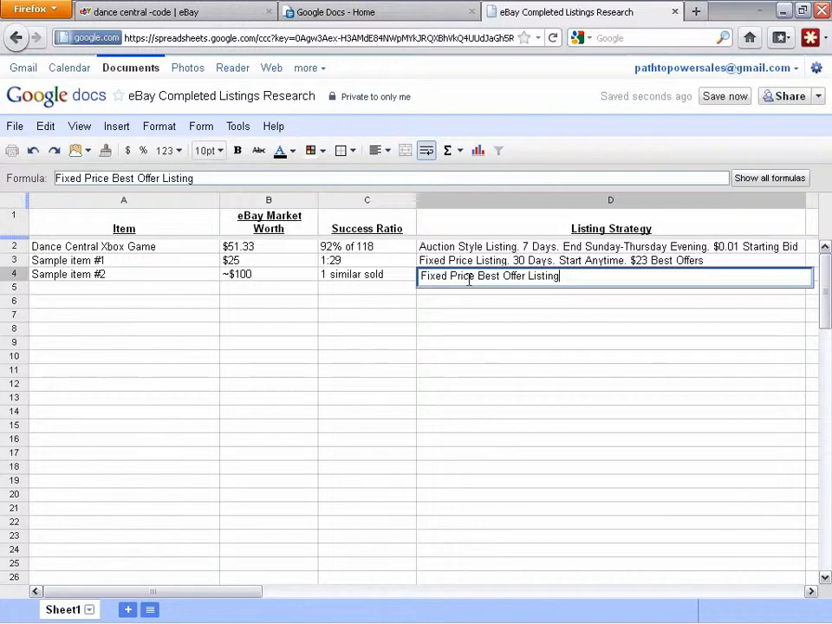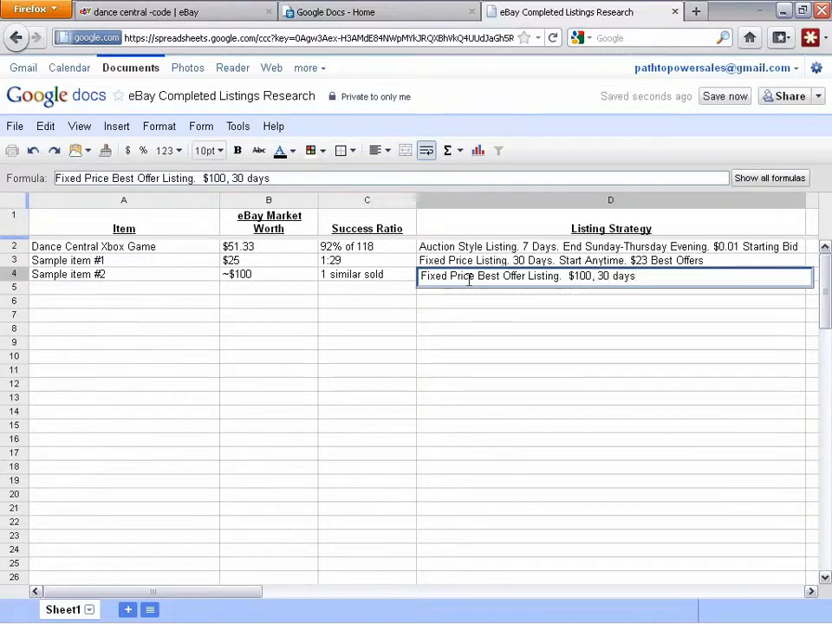Fixed price listings are good for unique products because it allows the seller to determine the sale price of the item. 30-day listings are the best duration for a fixed price listing because the insertion fee for the listing is the same cost regardless of the duration. And finally, allowing best offers on unique products is a great way to see what eBay buyers consider your item worth, as well as it allows you to negotiate a sale with potential buyers.